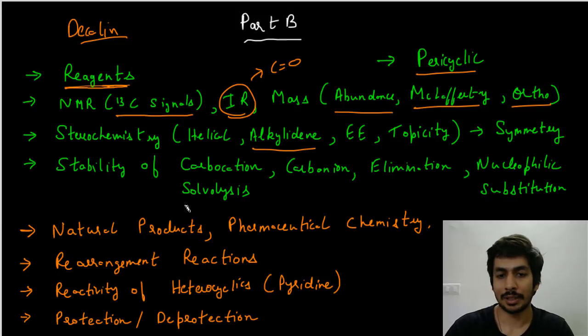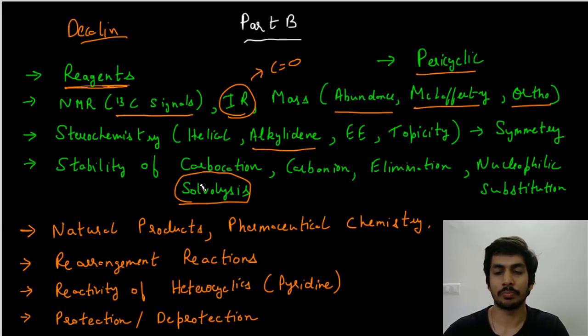But one typical question that has been asked most commonly is based on solvolysis. Please do this topic properly. It's basically based on your SN1 reaction, and similarly the neighboring group participation based questions. NGP questions and solvolysis, these are very common 2 markers.